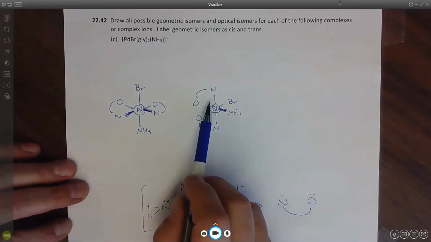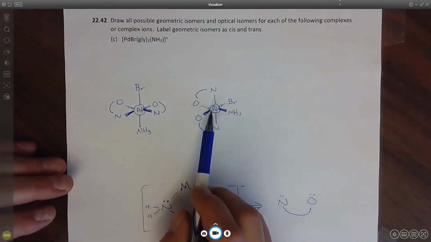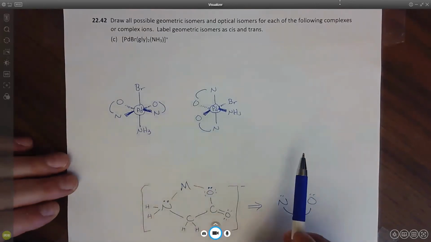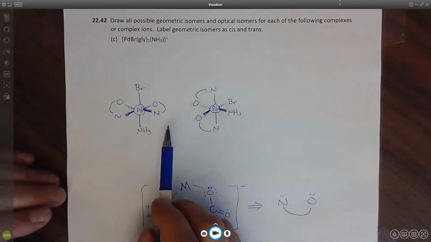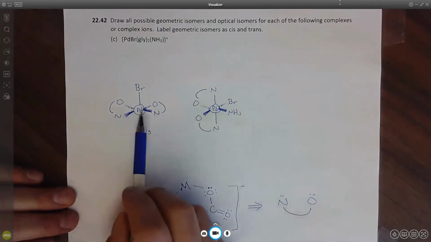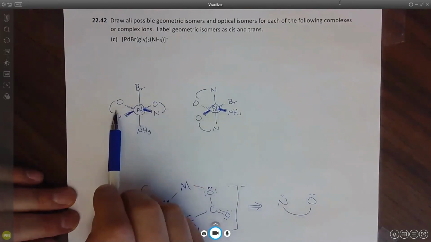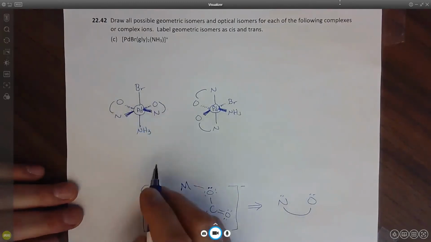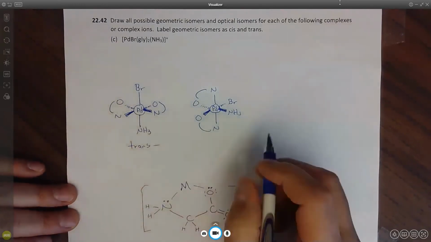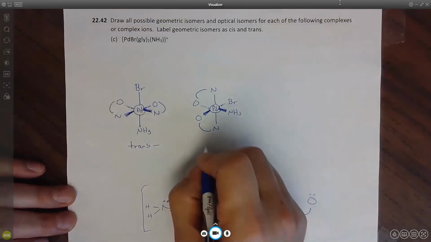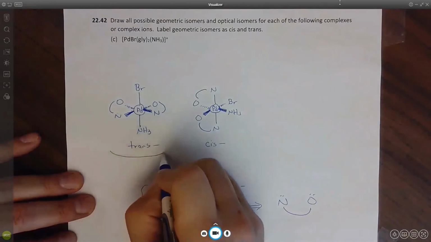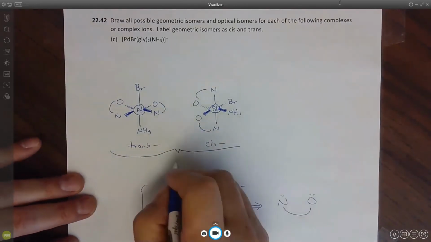Since if it's going to be fac-mer, it has to have 3 ligands of the same type and then another 3 ligands of a different type. In this case, we have a total of 3 different ligands, so this is going to be cis-trans. Looking at the nitrites, I can see these nitrites are on either side of the central atom, so this is going to be our trans. And these two are on the same side, so this is going to be our cis. And these two isomers are going to be geometric isomers.